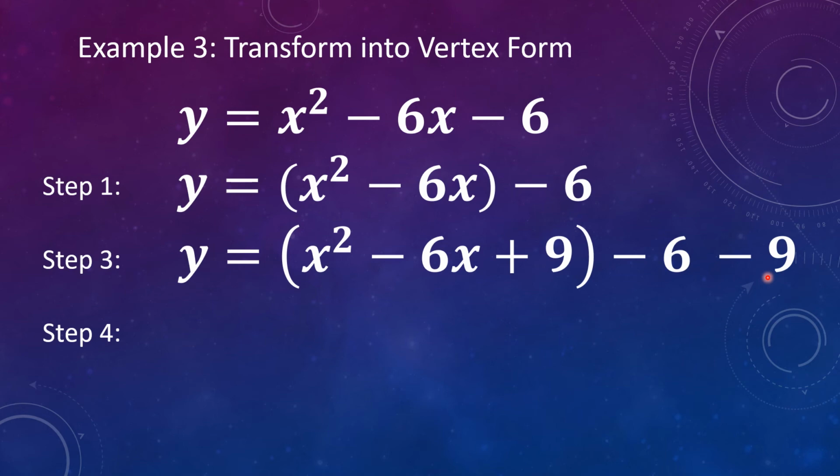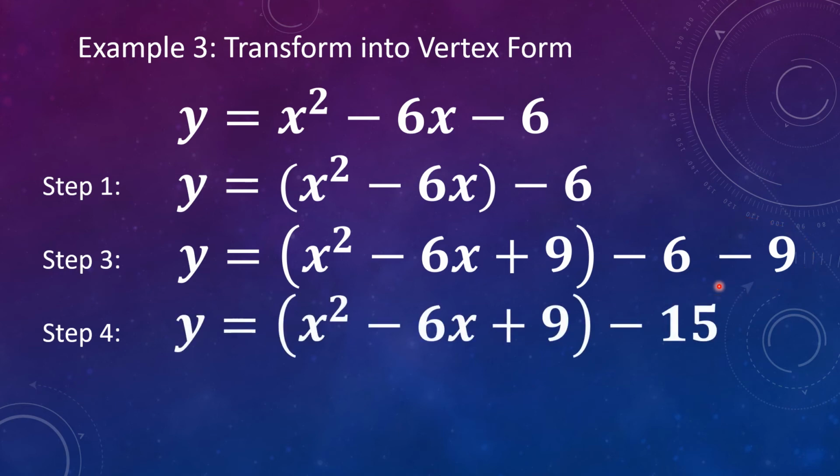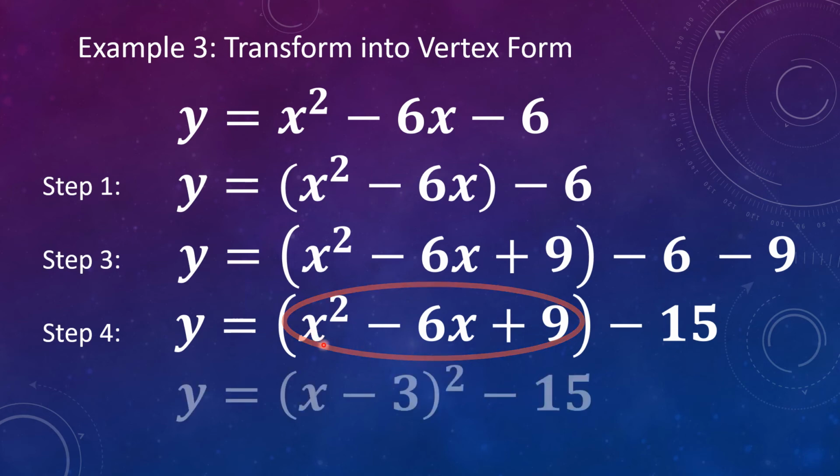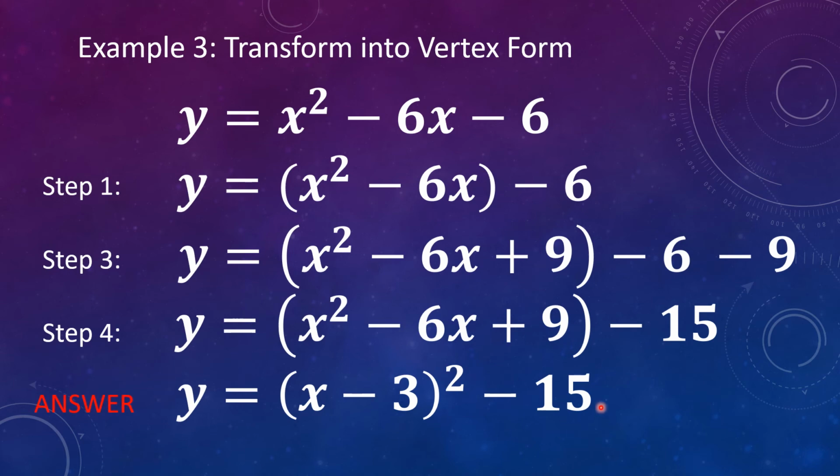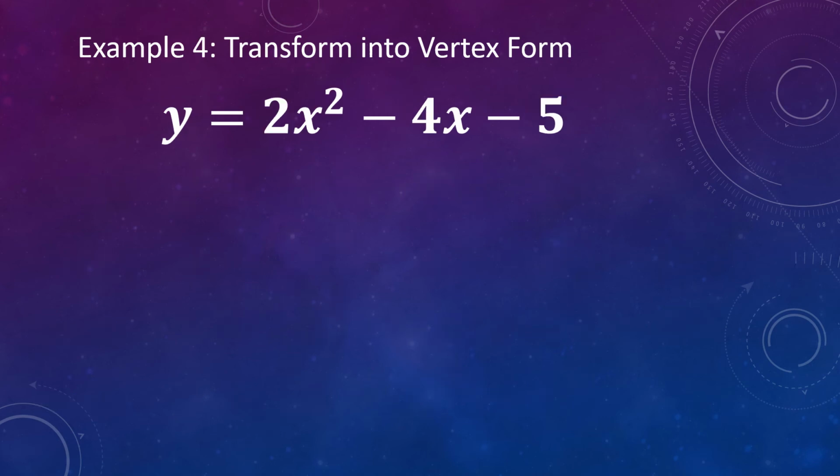Next step, step number 4. Simplify and express perfect square trinomial as a square of binomial. So simplify muna natin, negative 6 and negative 9. That's gonna be negative 15. Then inside the parentheses, we will need to write it as a square of binomial, and that's gonna be x minus 3 squared. So this whole thing is the vertex form of the given function. Okay? Next, how about example number 4?